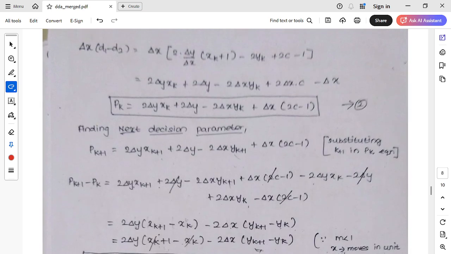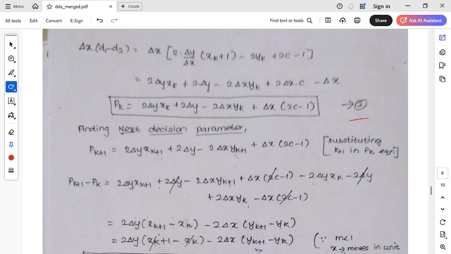And next, the decision parameter will be delta x into d1 minus d2. So I am going to multiply by delta x. After multiplying with delta x, I will get this decision parameter pk to be this particular equation, and I have marked this equation as equation 2.